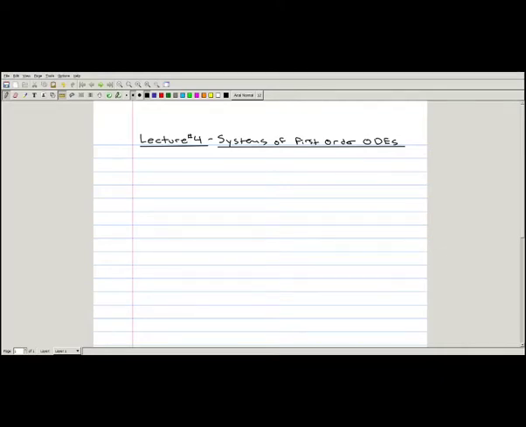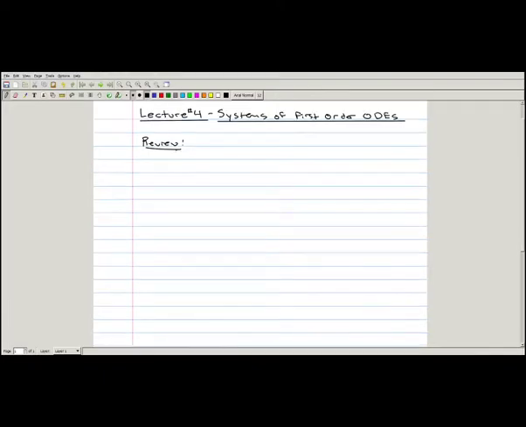So today we're going to be moving along into systems and talking about some of the basic theory for systems of ordinary differential equations. We'll start off with a little bit of review. We're going to review the concepts of vectors and then specifically the norm of a vector.